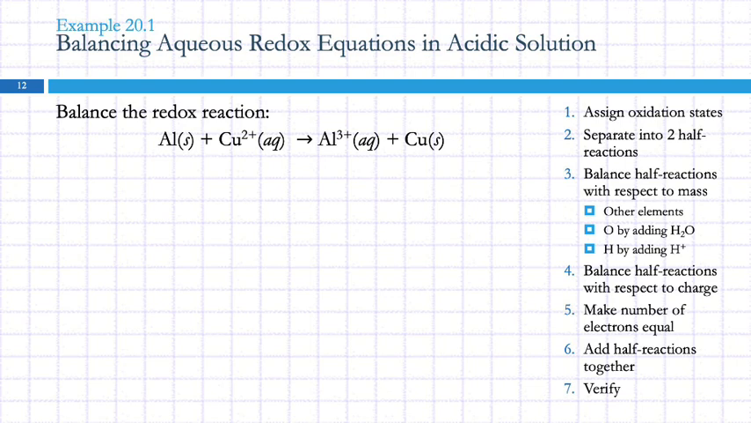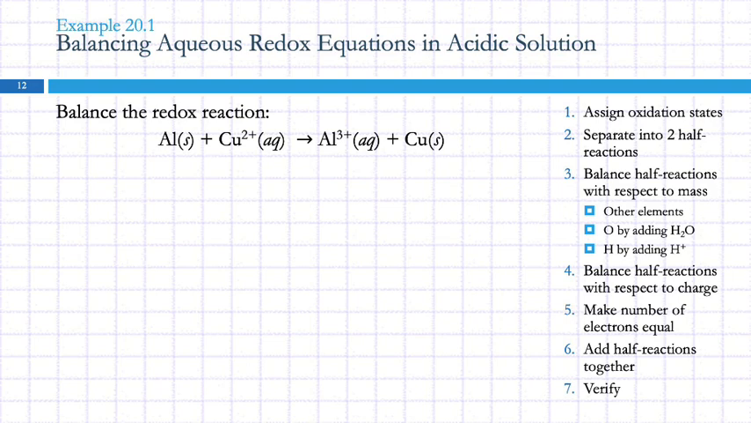So this is a very simple example. But if you think about balancing this by inspection, you would look at that and say, well, there's one aluminum on each side and one copper on each side. What's the problem? This side has an overall positive 2 charge. That side has an overall positive 3 charge. How did that happen? To be balanced, it has to be the same. So the half reaction method is what we're going to do.